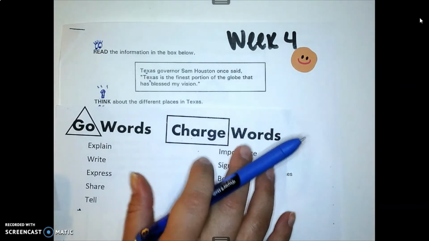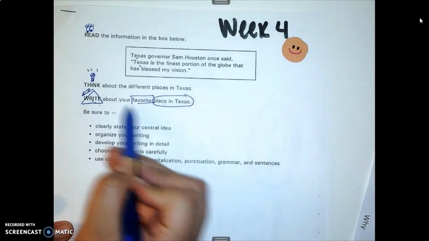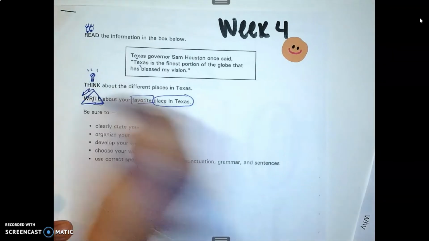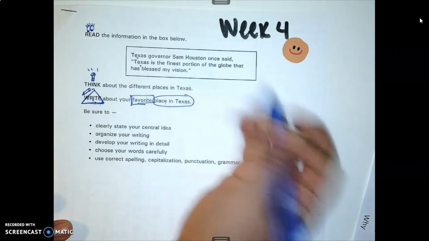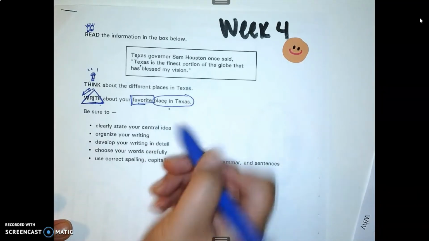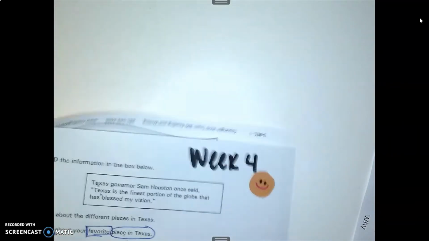So let's go ahead and get into our prompt. They're asking us to write about your favorite place in Texas. And write is the go word, favorite is the charge word, and the topic is place in Texas. So they want us to talk about our favorite place in Texas. So that brings us into our brainstorming.